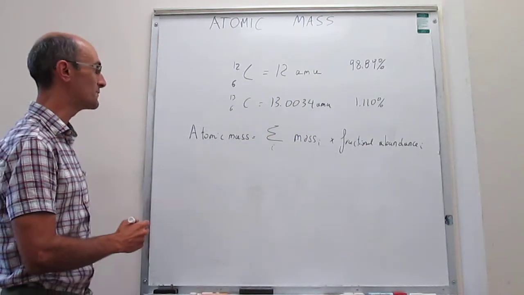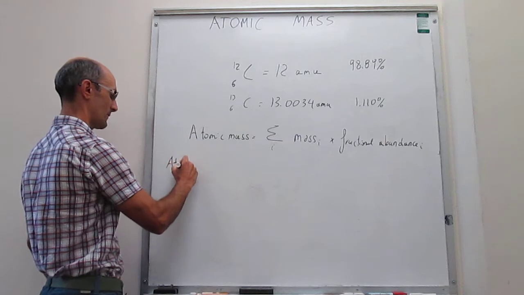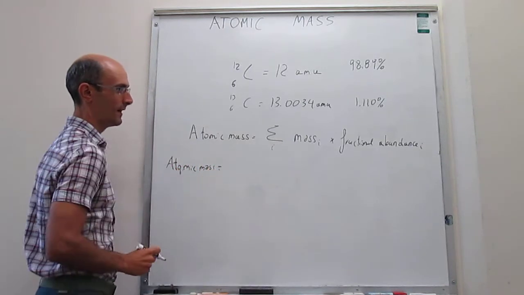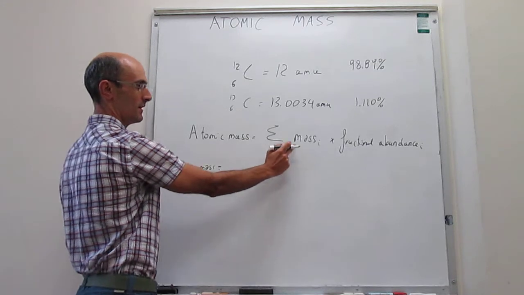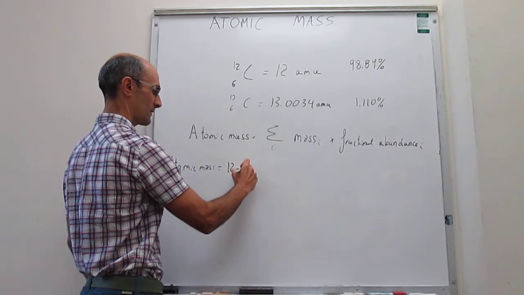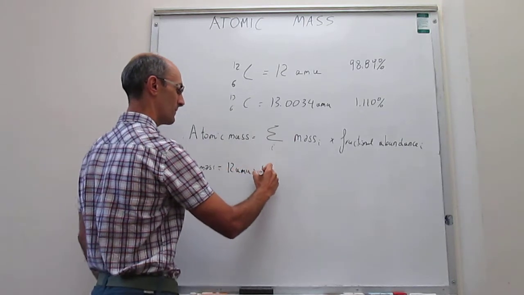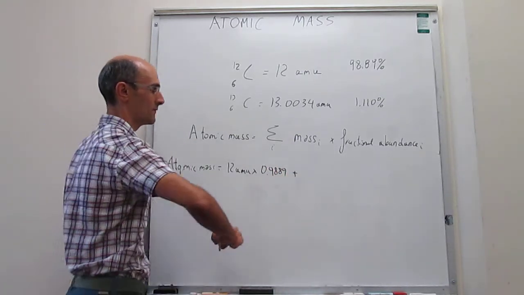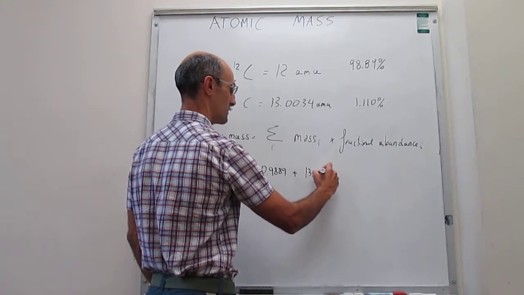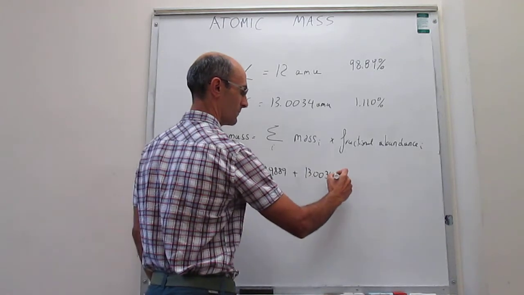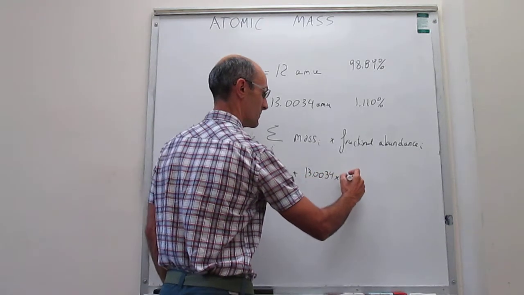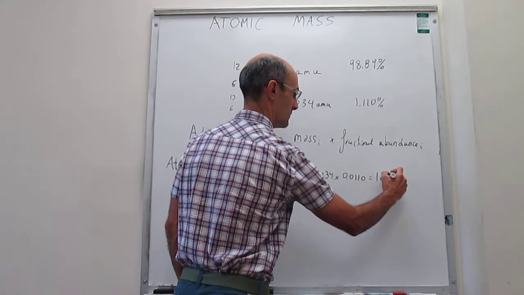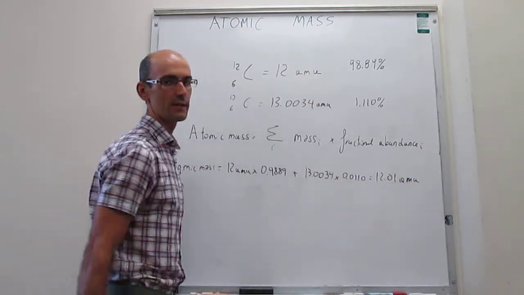Right, so let's crank the numbers for carbon so that you see where this comes from. The atomic mass for carbon would be the mass of, we have two isotopes, 12 and 13. The mass of carbon-12 is 12 AMU exactly, and the fractional abundance is 0.9889. And to this we simply add the mass of the carbon-13 isotope, which is 13.0034, multiplied by the fractional abundance, which is 0.0110. When you do that, you find that this is equal to 12.01 AMUs, which again is what you see in the periodic table.